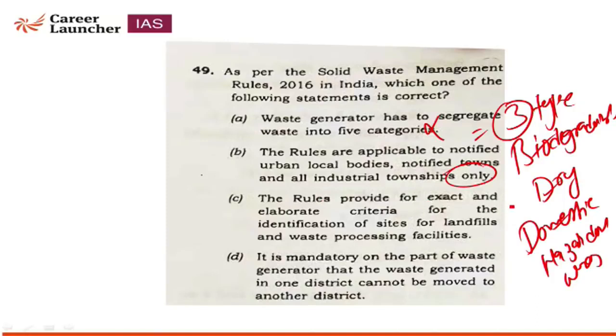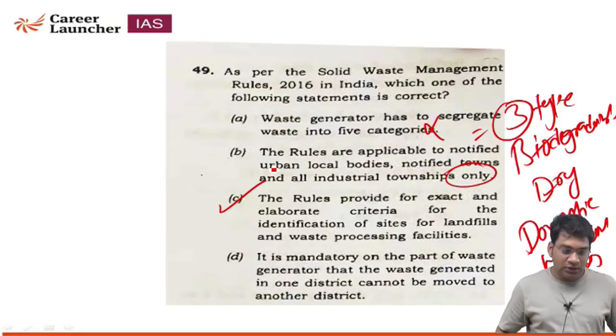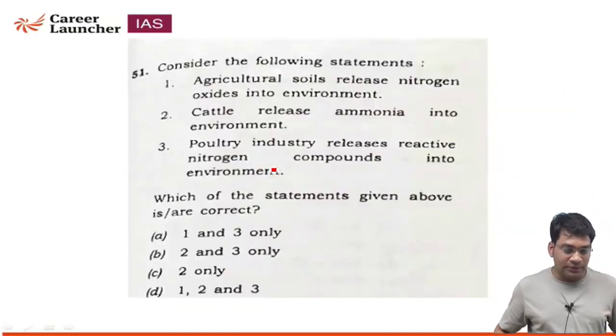Option C: the rule provides for the exact and elaborate criteria for the identification of sites for landfills and waste processing facilities. And option D, it is mandatory on the part of the waste generator that the waste generated in one district cannot be moved to another district. Option C is correct, because it clearly defines where you should choose a landfill. For example, you can't choose a landfill on top of a mountain, because that would not be a sustainable process.